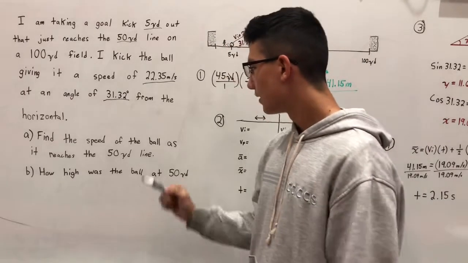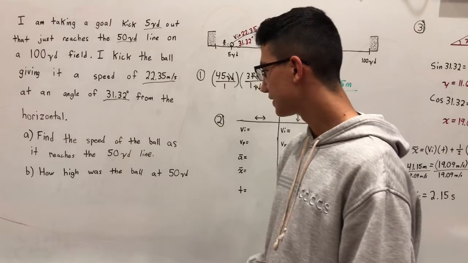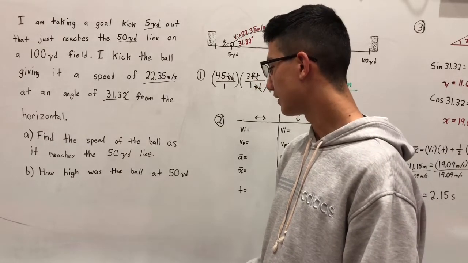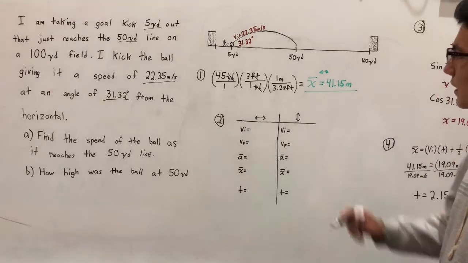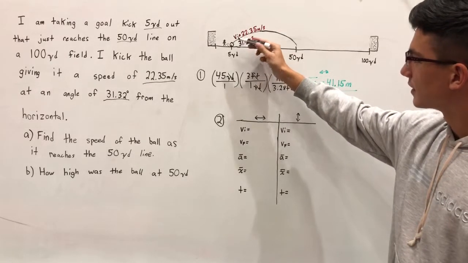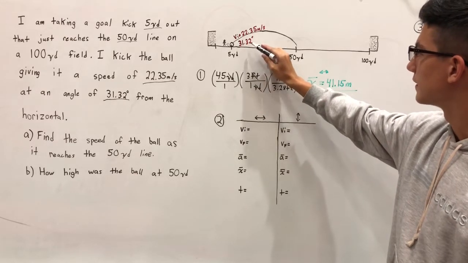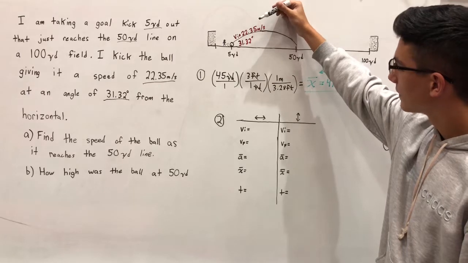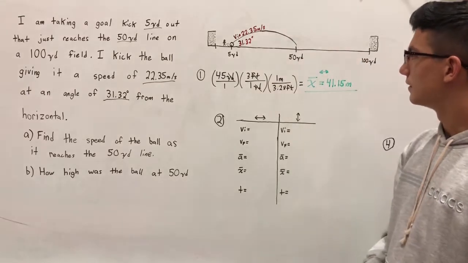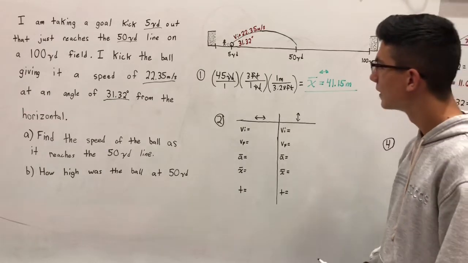So what I'm trying to find is the speed of the ball as it reaches the 50-yard line and how high the ball was at the 50-yard line. So just to give you guys a little picture, this is anyone, it could be me. I'm going to kick the ball. It's going to be at an angle of 31.32 degrees, and it's going to go all the way to the 50. So that means its initial velocity is going to be 22.35 meters a second.